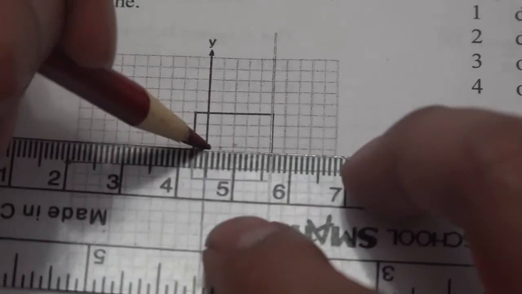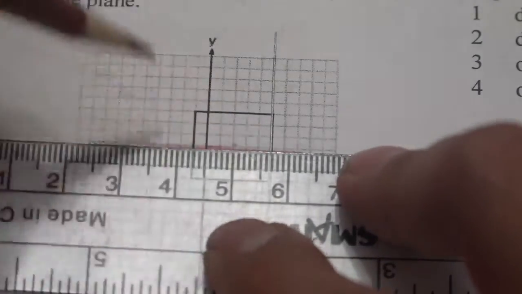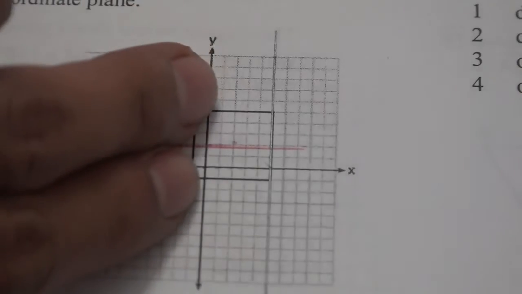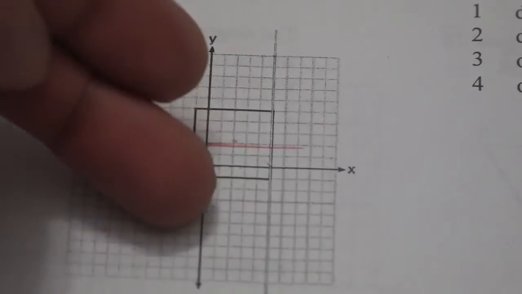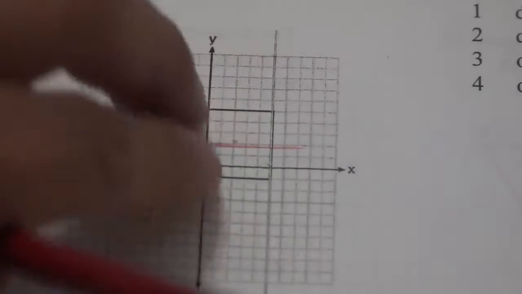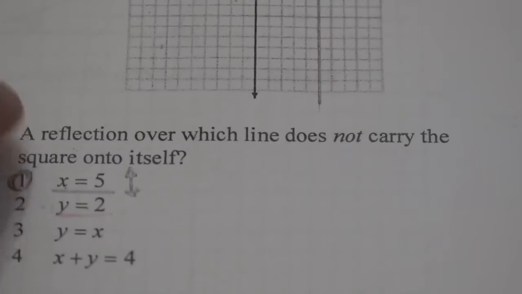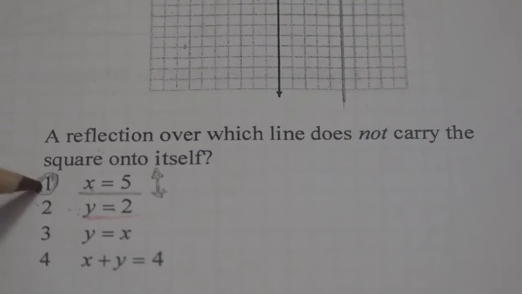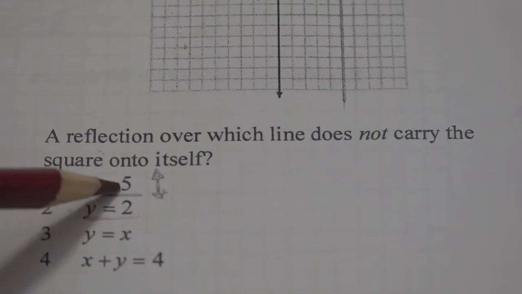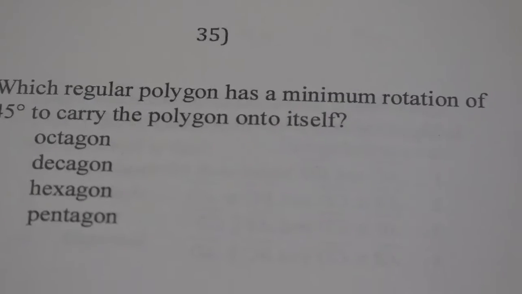So basically this is the line, right? So if I were to reflect the square like this on this line, it will fall onto itself. You understand what I'm saying? So that's what it means to carry onto itself. So now that you understand, we know that the correct choice is choice number 1, because it will not carry onto itself. All right, next question.